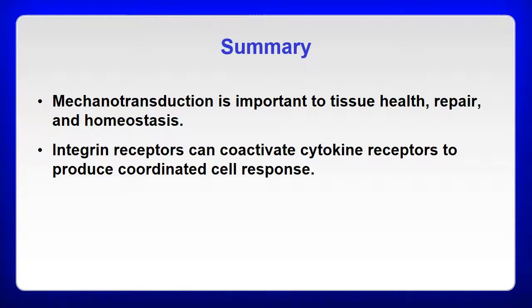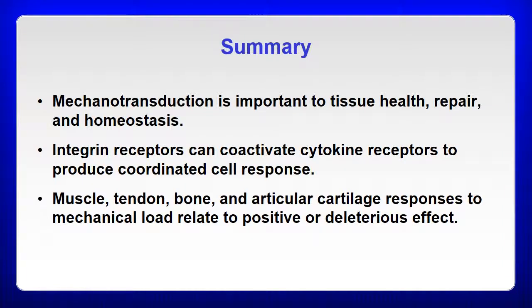The integrin receptor is probably one of the more important things with mechanotransduction, and they can co-activate with cytokine receptors and other receptors to produce the cell response. So they work with the cell to produce the appropriate response based upon the amount of stress imparted onto the tissue. And all of the different structures respond positively or negatively to stress, depending on the amount of load and how much time they're given to actually repair themselves. So we see some of the slight differences, because all of these structures have very different makeups in regards to the amount of blood supply they have, the nerves, and everything else.